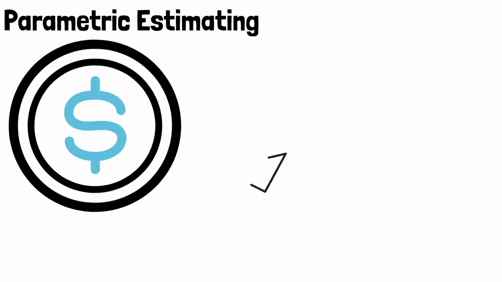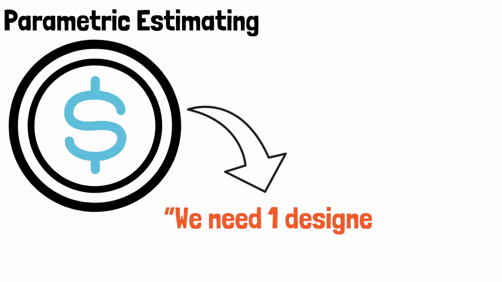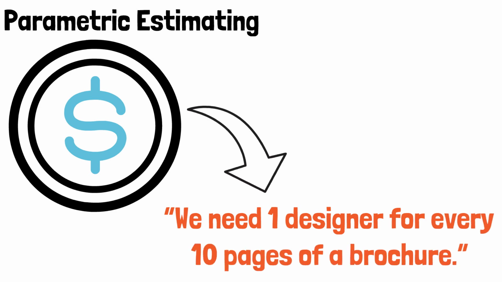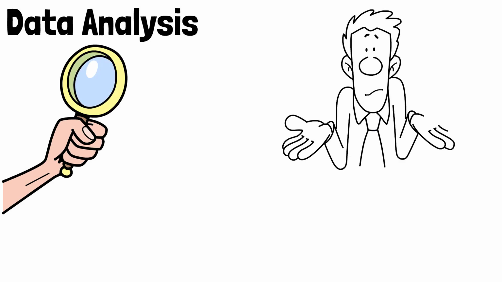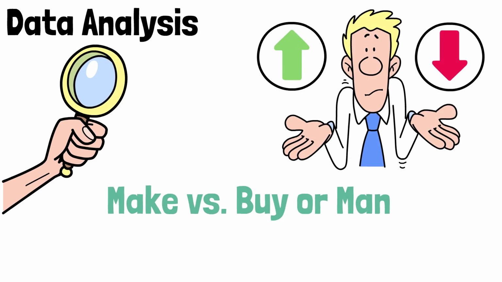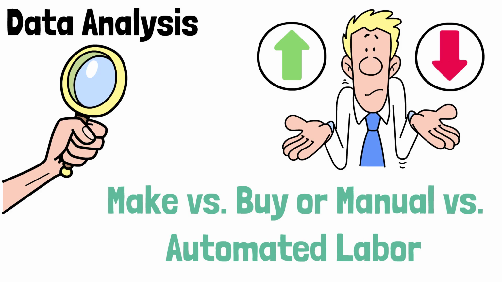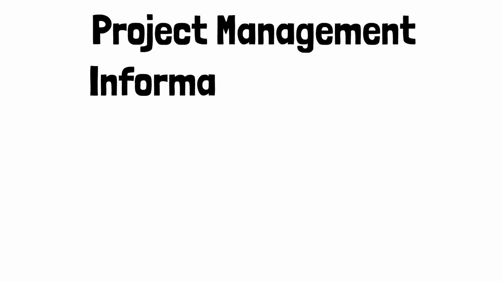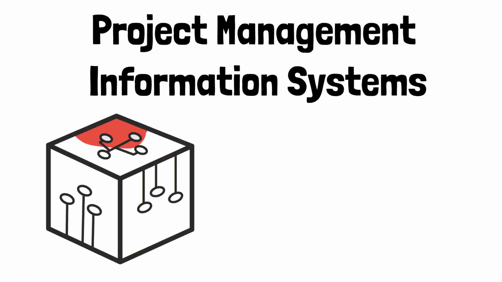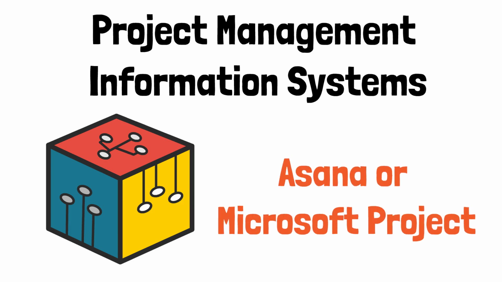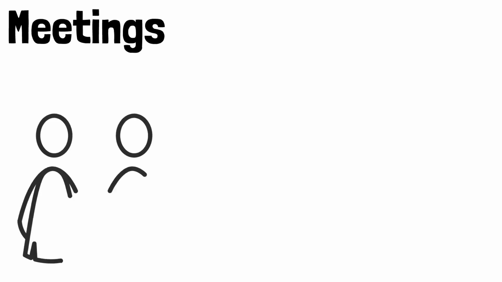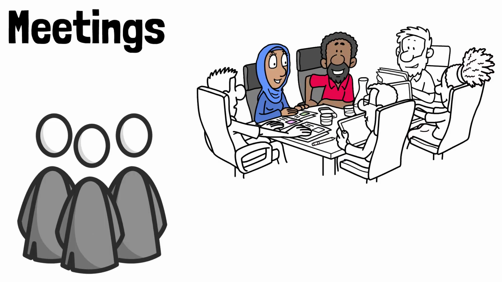Parametric estimating. Apply unit rates. For example, we need one designer for every 10 pages of a brochure. Data analysis, including alternatives analysis, where you compare options like make versus buy or manual versus automated labor. Project management information systems. Tools like scheduling software or resource tracking systems. Think of Asana or Microsoft Project. Meetings. Get stakeholders, team leads, and estimators in a room to hash it out.